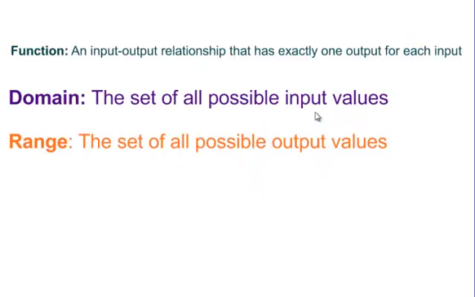Now, for some definitions. A function is an input-output relationship, the x's and y's, that has exactly one output for each input. That part's important, and we'll talk about it in a second. Exactly one output for each input. That is huge.